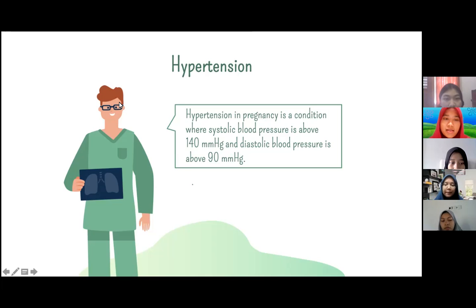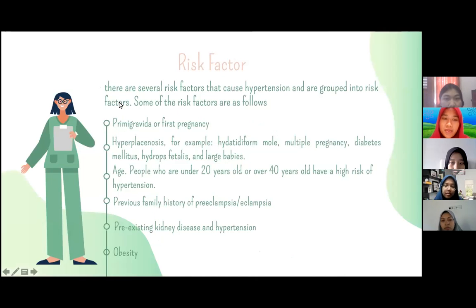There are some risk factors that cause hypertension. First is primigravida or first pregnancy, and then hyperplacentosis like multiple pregnancy, diabetes, etc. And then age, people who are under 20 years old and over 40 years old. And then previous family history of preeclampsia or eclampsia, and pre-existing kidney disease and hypertension, and then the last is obesity.